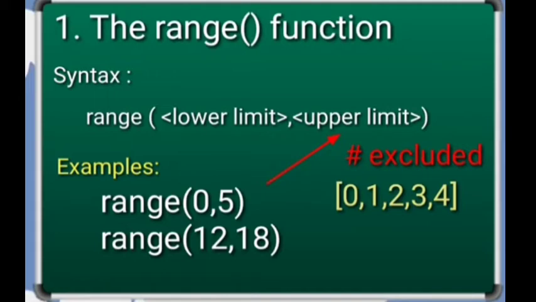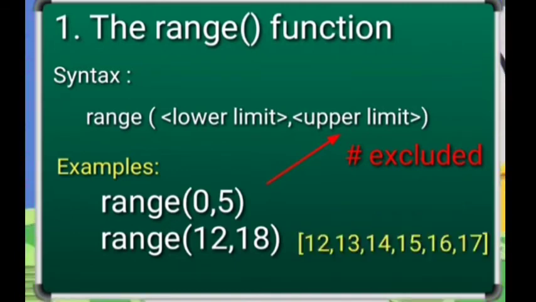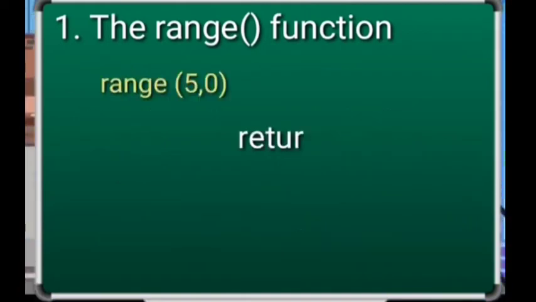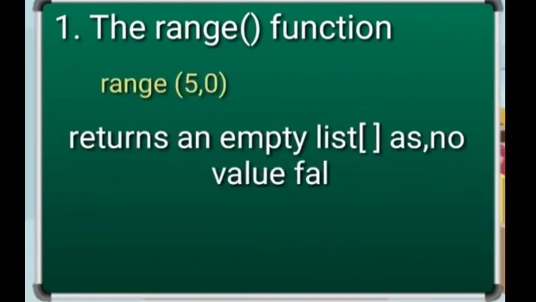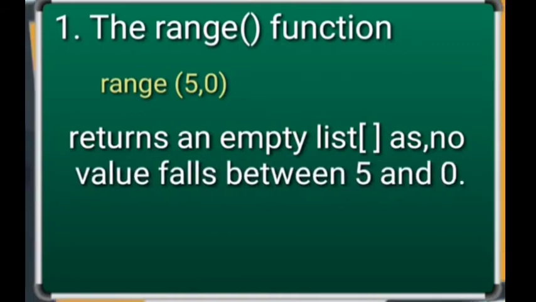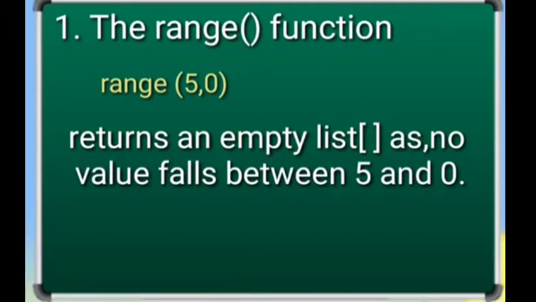Now I have written here range(12, 18), which means that the values of the range will be printed starting from 12 till 17. But if you write like this, range(5, 0), where the lower limit has the bigger value and the upper limit has a lesser one, this is going to print an empty list. You will get the output as an empty list because there is no value which lies between 5 and 0.